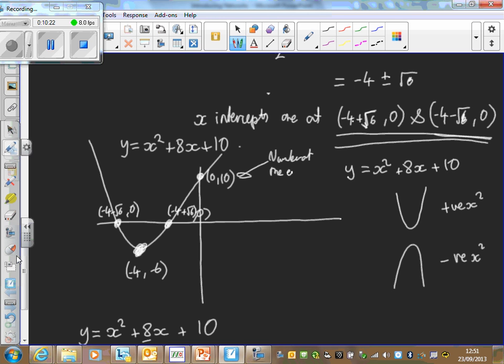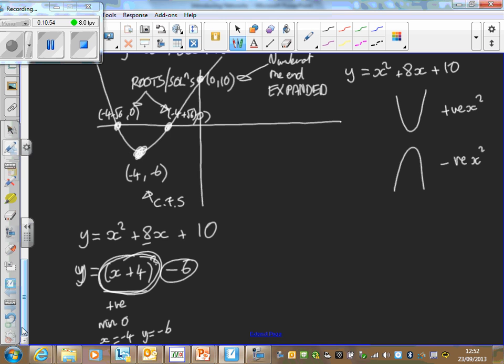Okay? Recap: the y-intercept is the constant number at the end when it's in expanded form, i.e. not completed square, when it's all expanded. The x-intercepts are found as the roots, solutions to the equation. And finally, the vertex is found by completing the square.